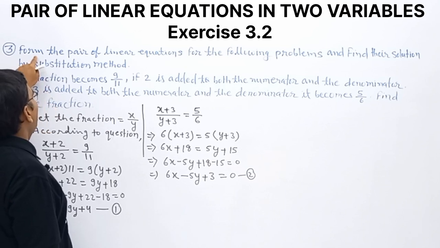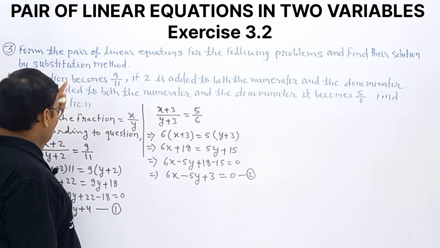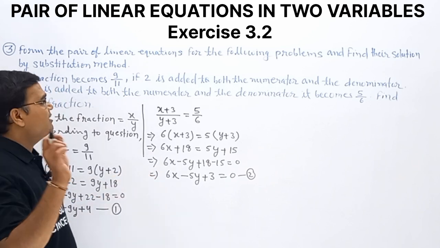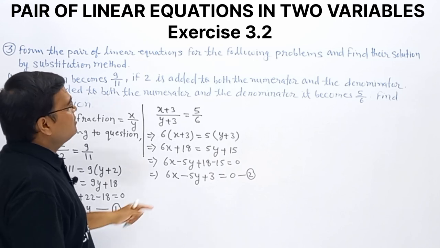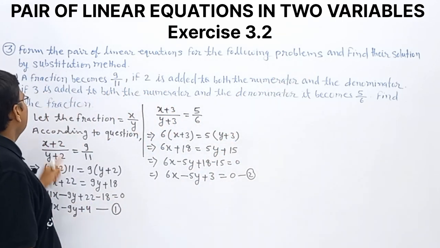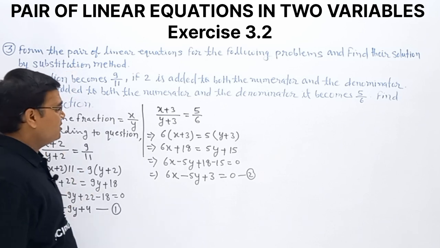Solution. Form the pair of linear equations. We formed the pair of linear equations. Equation 1 and equation 2 are showing a pair of linear equations in two variables. But we want the solution also. So how will we find the solution? Given by using the substitution method.